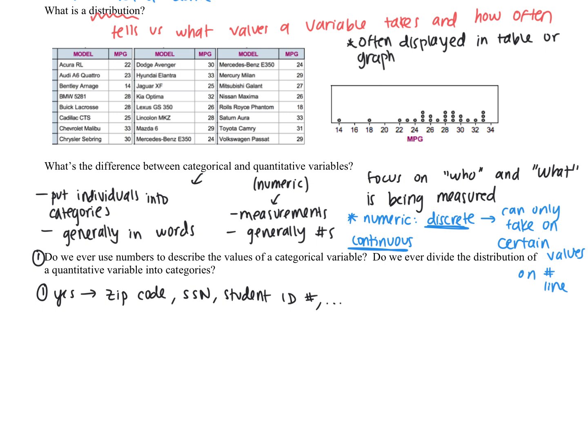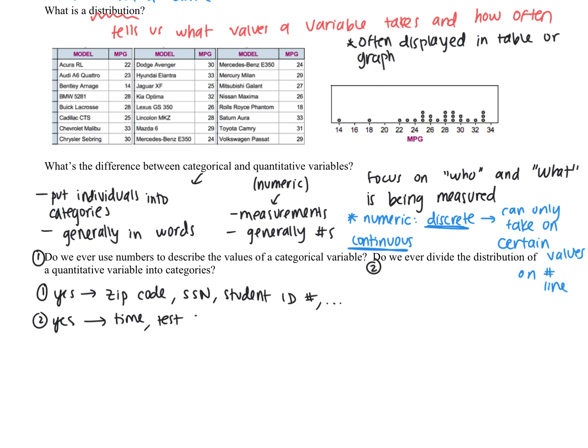Okay, so then, do we ever divide the distribution of a quantitative or a numeric variable into categories? So do we ever take numbers and split them up into categories? Yes. Like what? Like in the book, one of the examples was like 2 to 4 years, like they lived in this house. Okay, yeah. I'm going to say time.